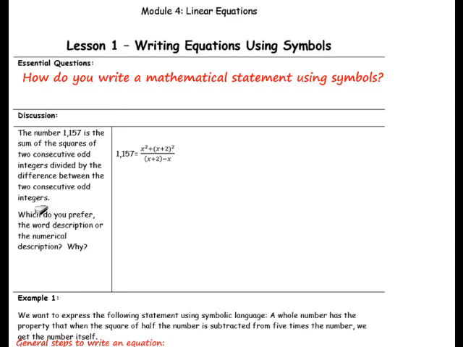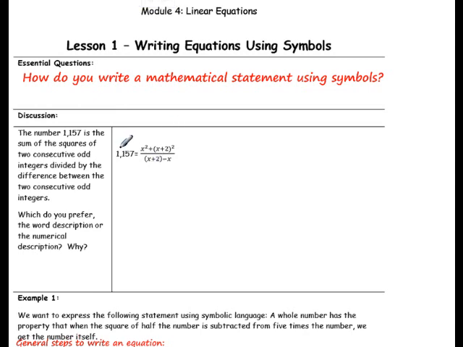We have a word description on the left, and we have a numerical description on the right. Which do you prefer, the word description or the numerical description, and why? Well, let's take a look at this and see if we can help you figure that answer out.